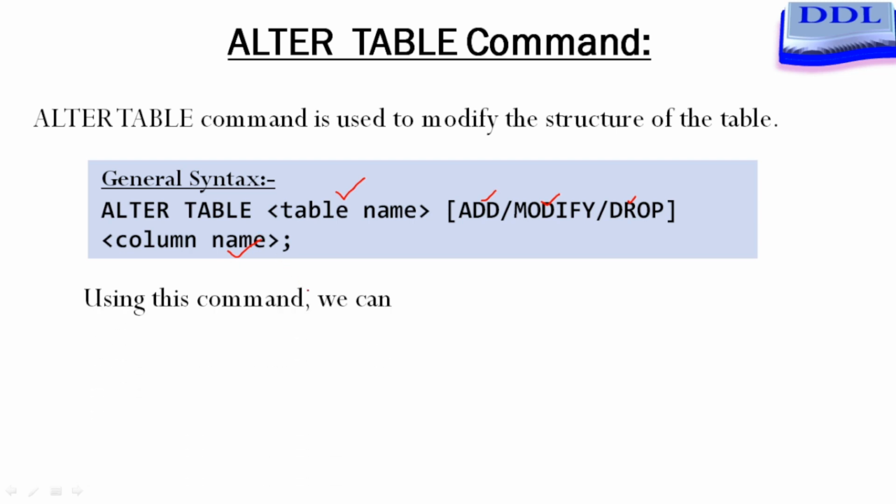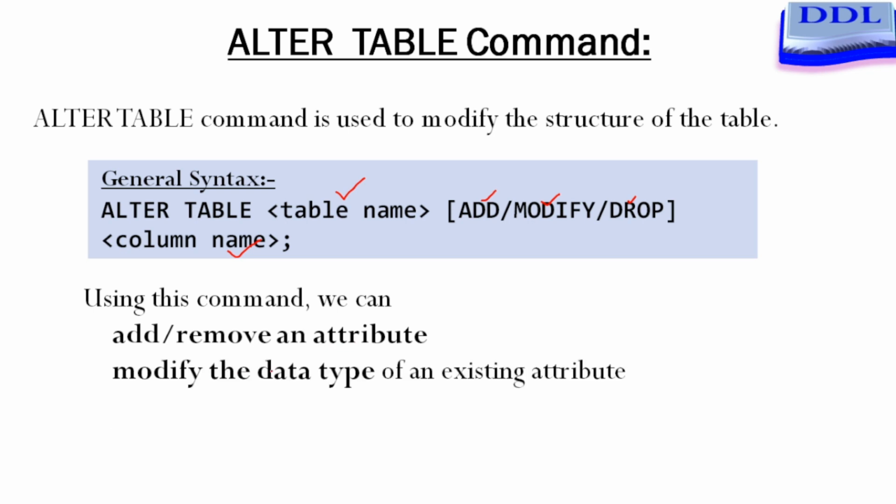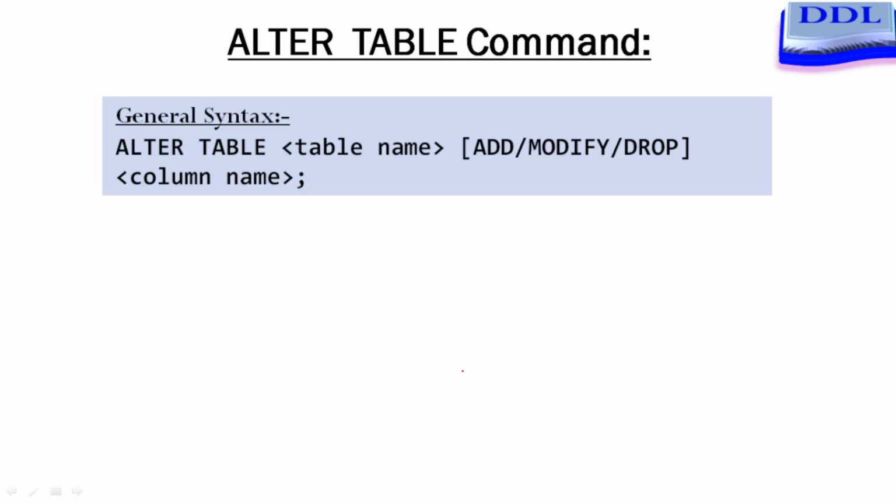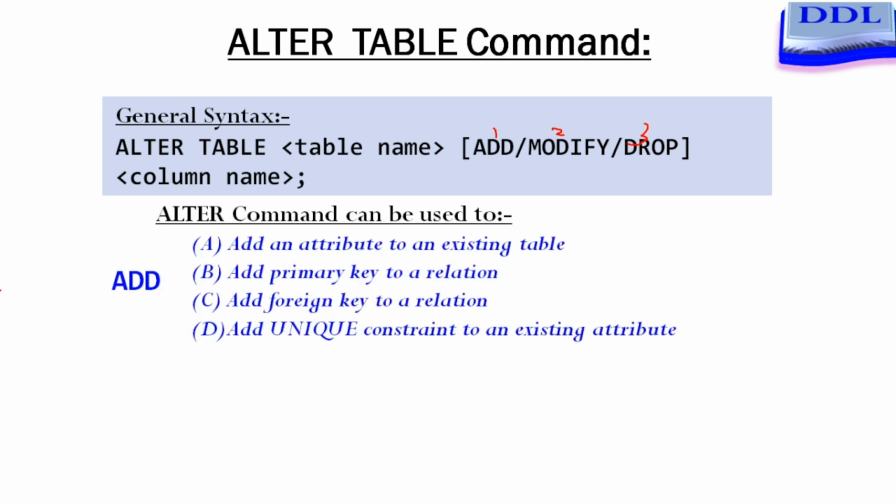By using alter table command, we can add or remove an attribute, and modify the data type of an existing attribute. We can add or remove constraints in an attribute. Let us look at this alter table command in detail. We have already seen the general syntax for alter table command. Now we can look at what these 3 clauses are: add, modify, and drop. First, we can look at what is the use of the add clause.